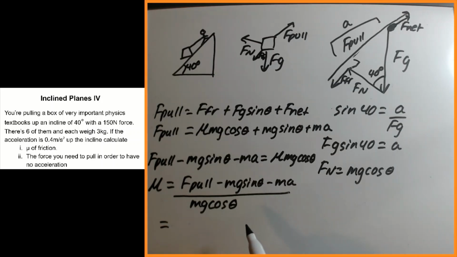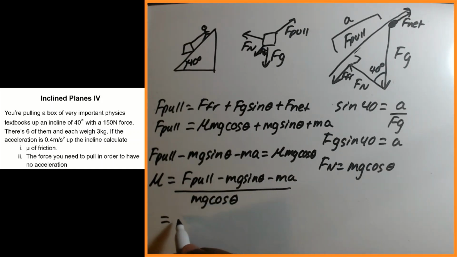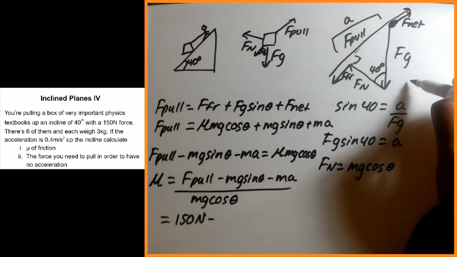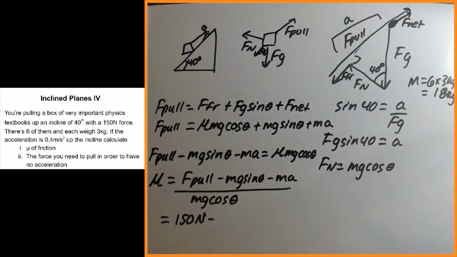All right, so now all we need to do is plug in the numbers into here because we know all of their values and solve for mu. So F pull is equal to 150 newtons minus m, which is, so there's 6 books and each of them weigh 3 kilograms. So the total mass, I'll just write it here, is just going to be 6 times 3 kilograms. So it's going to be equal to 18 kilograms is their total mass.